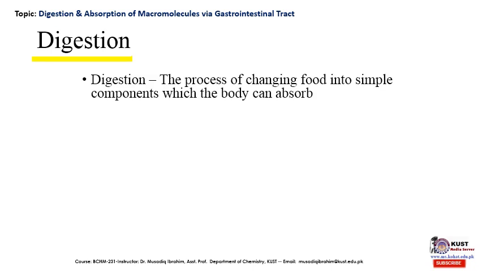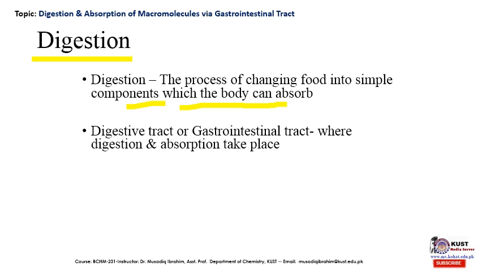Now moving towards digestion. Digestion is the process of changing food into simple components which the body is then able to absorb and use for different types of purposes. The digestive tract, also known as the gastrointestinal tract, is the area where digestion and absorption take place.